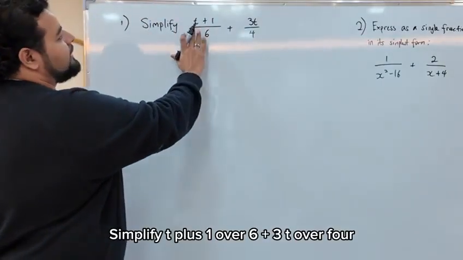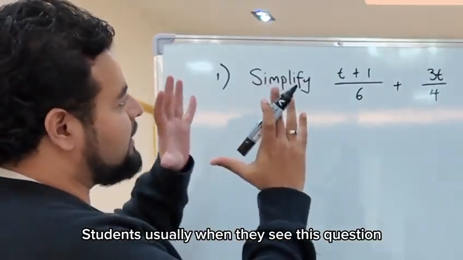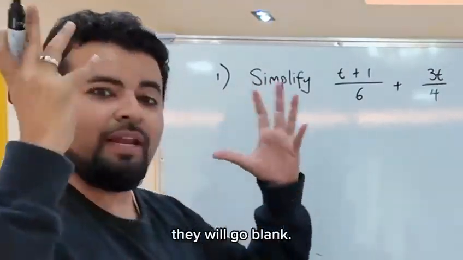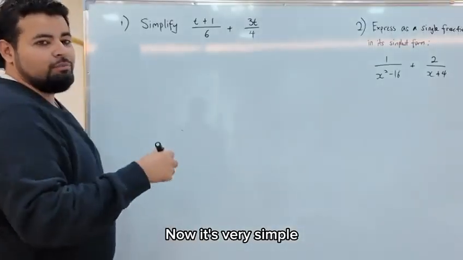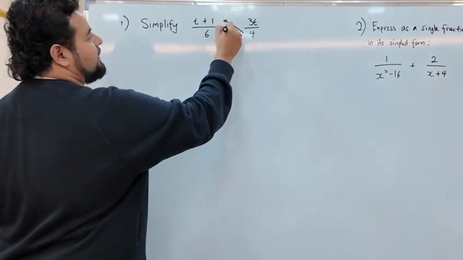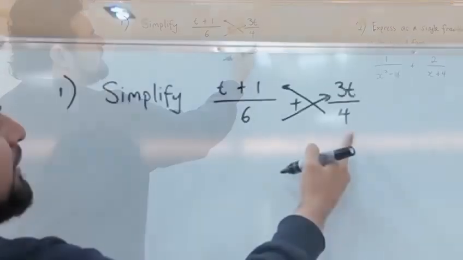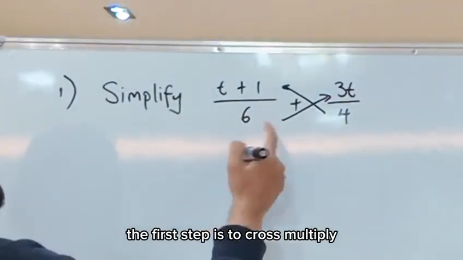Now take a look at this question. Simplify t plus 1 over 6 plus 3t over 4. Students, usually when they see this question, they will go blank. Now, it's very simple. Firstly, you just have to cross multiply. You see that the denominator is different. The first step is to cross multiply.